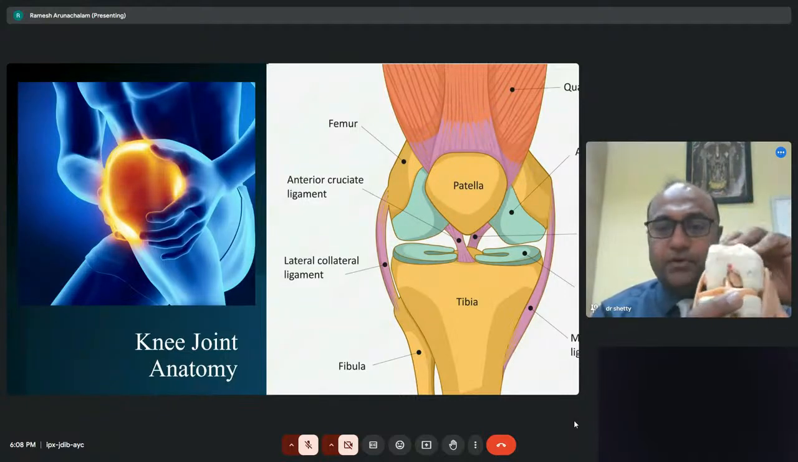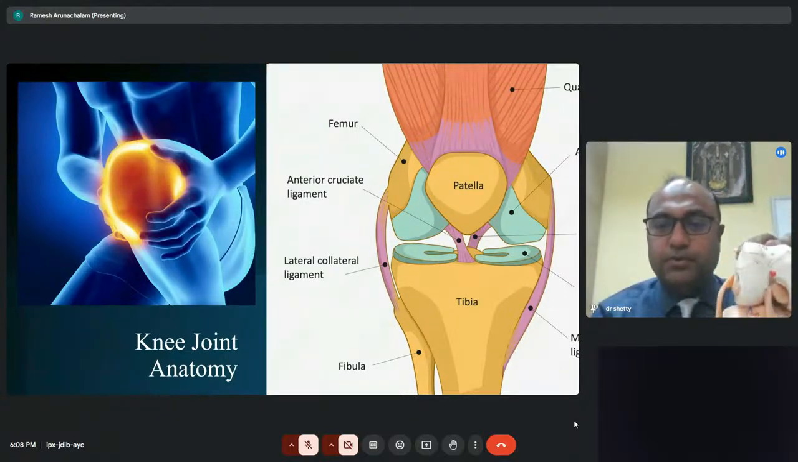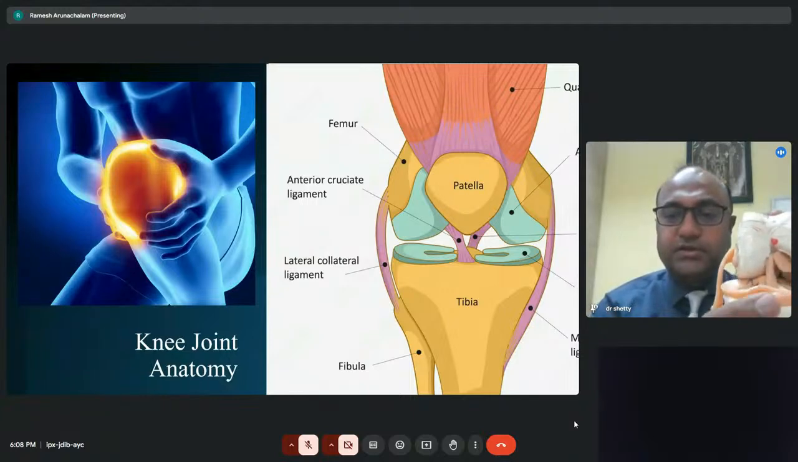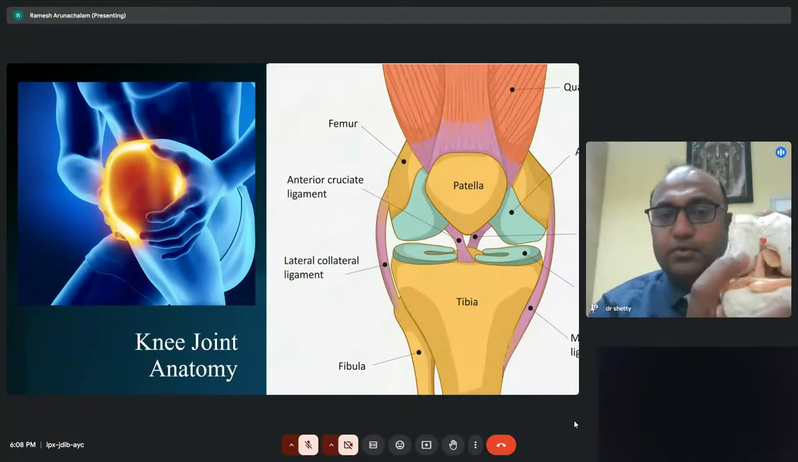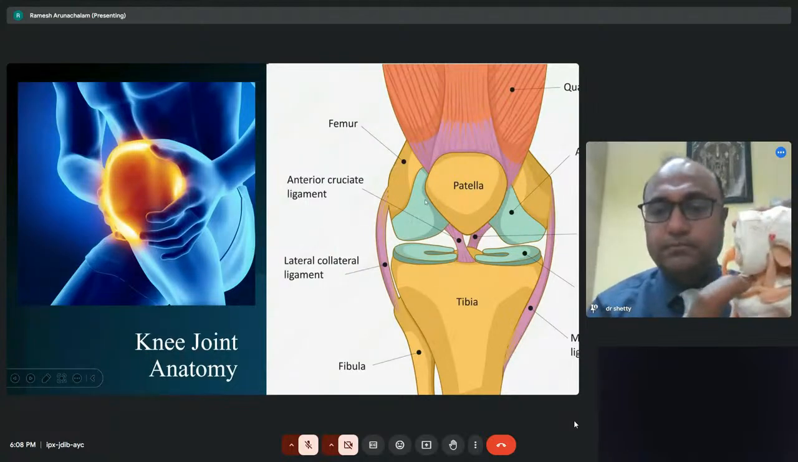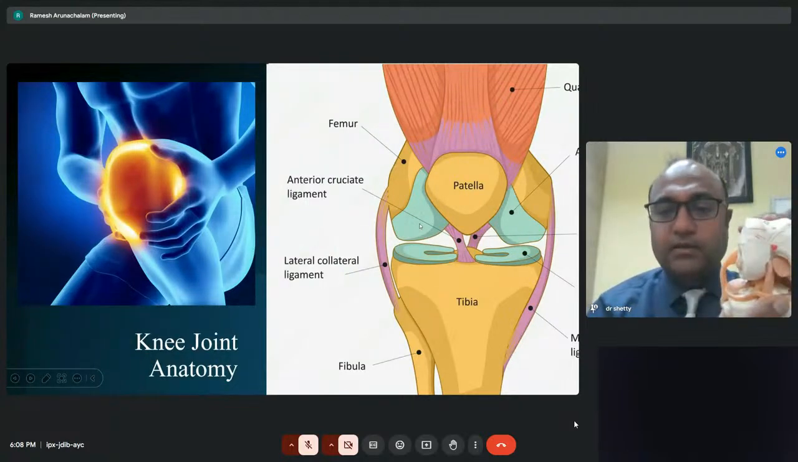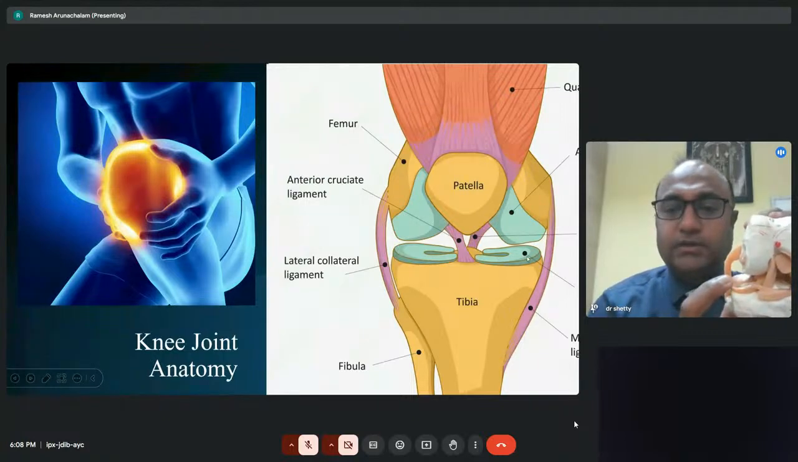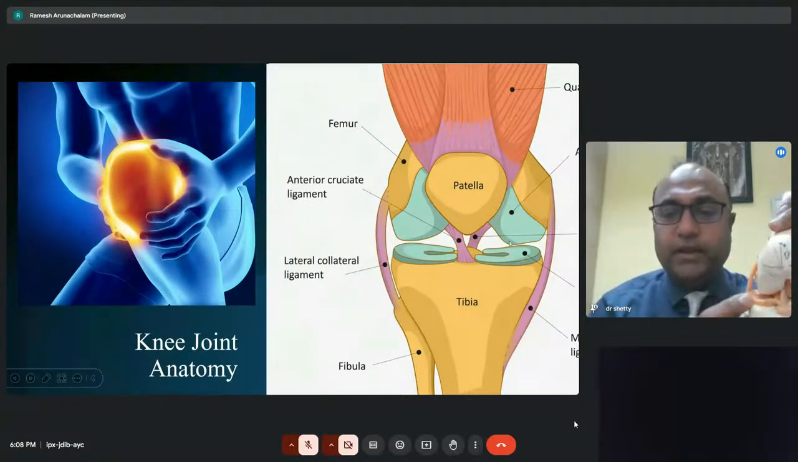Other than that, there are 2 other important structures which help you take the load. In fact, 3 structures. One is the cover of this bone called the cartilage. It is there on the thigh bone as well as on the shin bone. Then this rubber-like thing. There are 2 rubber-like things. This is the cushion, gadi, also called the meniscus. This will be like a shock absorber.